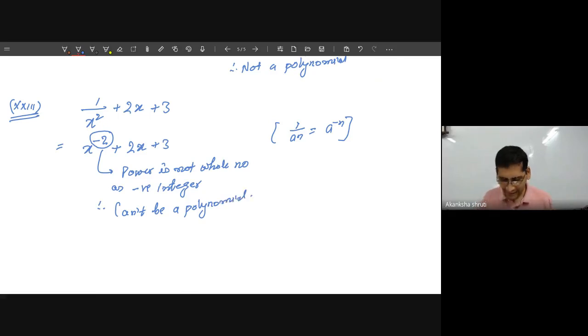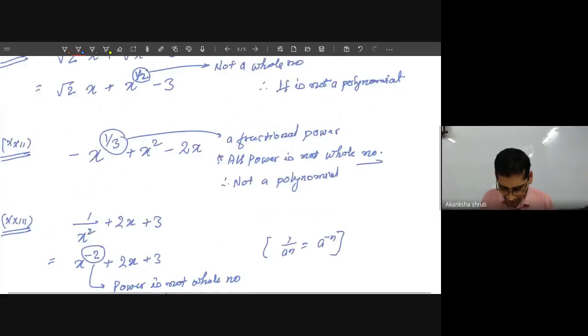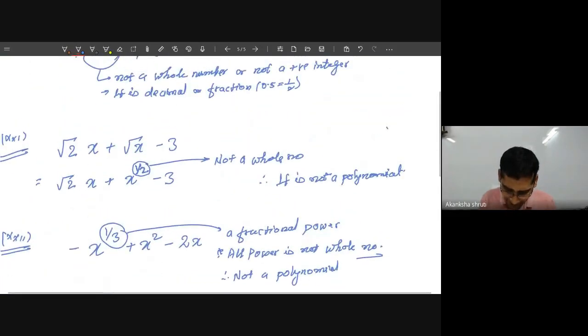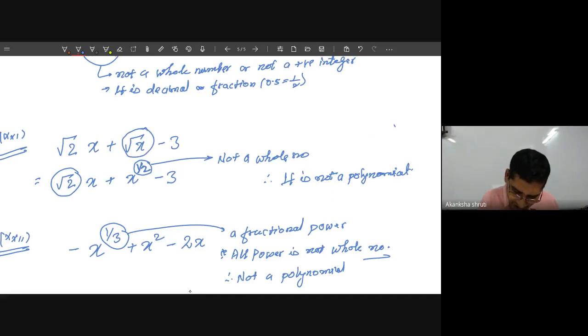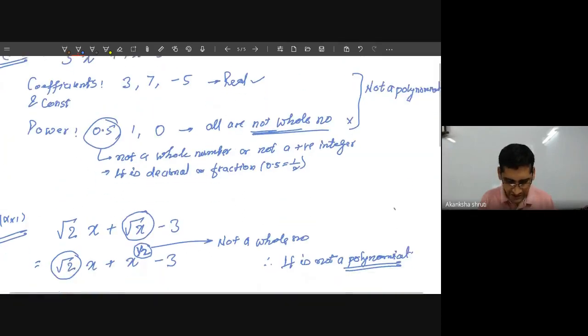So this way we have learned how to identify by watching the power and watching the coefficient. But keep in mind, root 2 is a real number. The problem was with this root. It was because of this root, which was creating 1 by 2, that it was not a polynomial. But not because of root 2. Okay, student? So this was all about it.